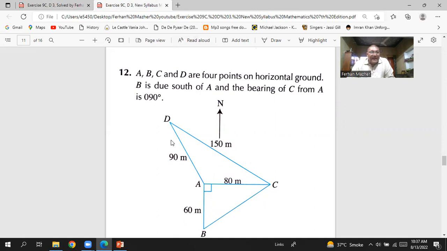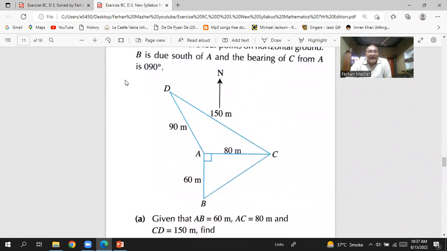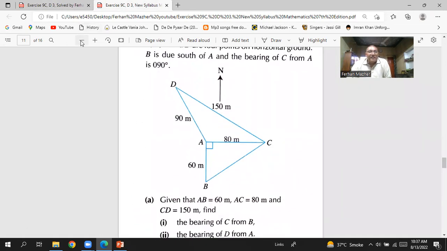So I know this is a right angle. AB is 60. I can find the BC in this triangle. I know all the three sides. This is exactly the same question as question number 11. Given that the AB is 60 meter and the AC side is 80 meter and the CD side is 150 meter. Find the bearing of the C from the B.